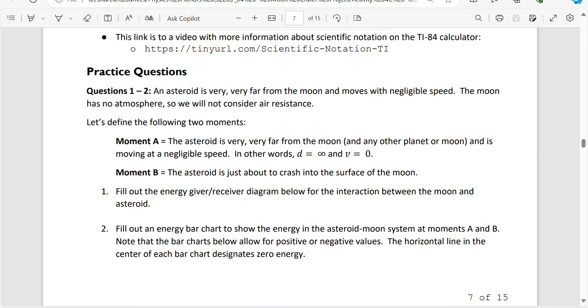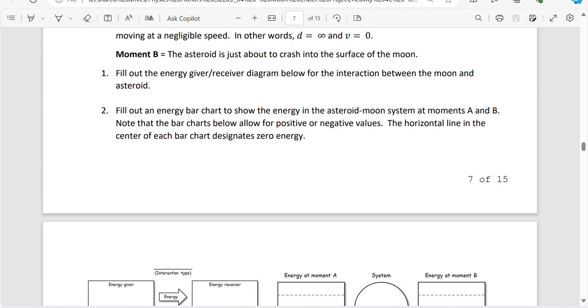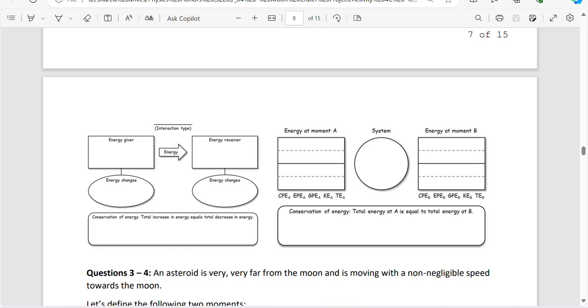So we're going to fill out an energy giver-receiver diagram for this interaction. We're going to fill out an energy bar chart to show the energy in the asteroid-moon system at moments A and B. We'll note that the bar charts below allow for positive and negative values, and the horizontal line at the center of each bar chart designates 0 energy. So let's go ahead and talk about this.